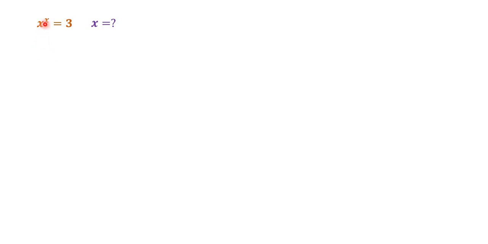We have a really nice equation: x to the power of x is equal to 3. So what is x? Obviously this is a non-standard equation. We're going to start from the results of this equation.